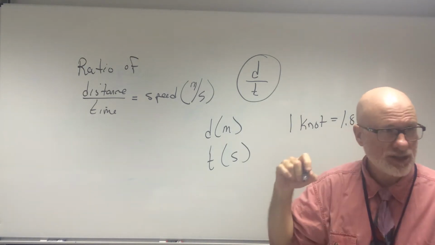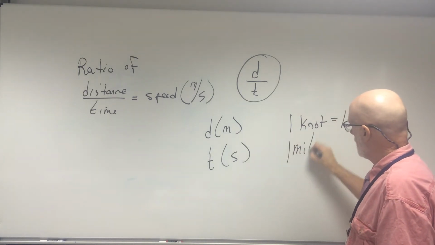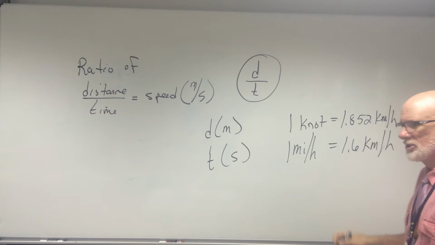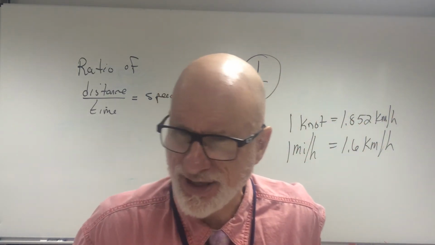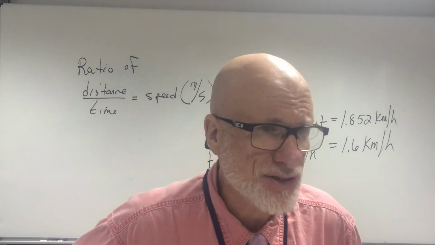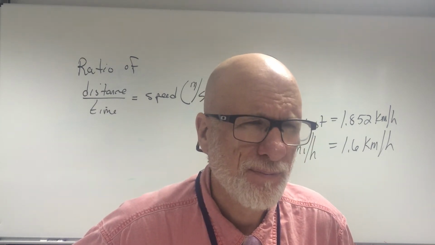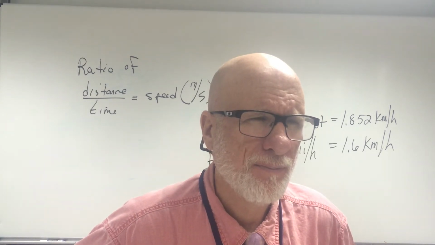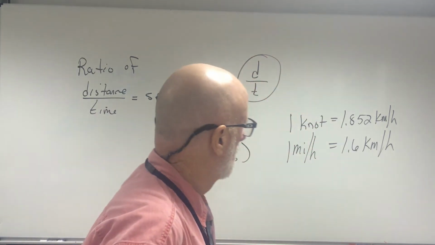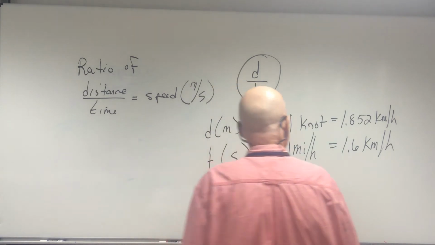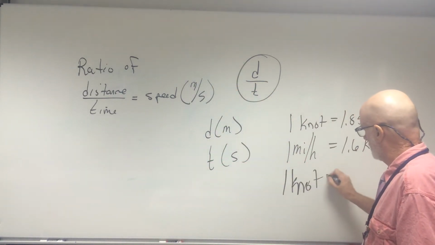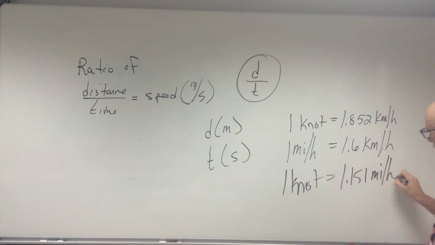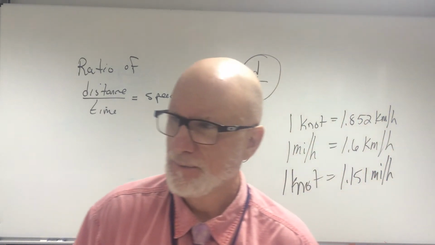Right? Well, it's interesting to know that 1 mile per hour equals 1.6 kilometers per hour. So a knot is, didn't I say that was a little faster than a mile per hour? Yeah, so it's a little faster. Yes. Okay. So say that again. 1 knot is 1.151 miles per hour. So it's pretty close, yeah? Pretty close?